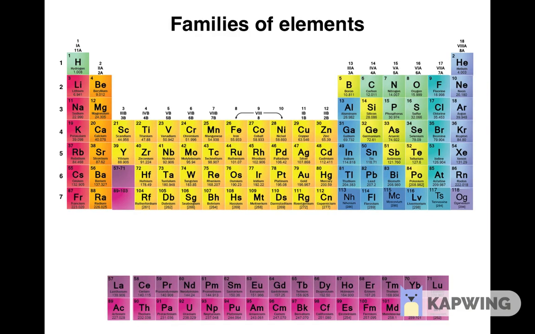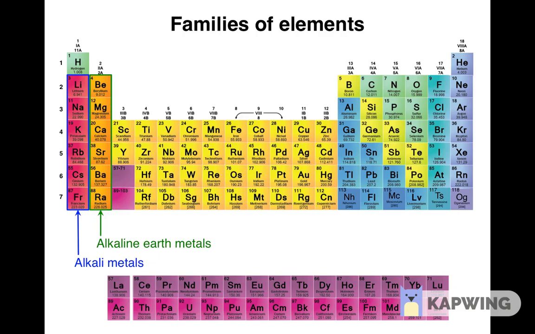All elements in the first group are alkali metals. These elements only have one valence electron and they readily give it up when bonding with other atoms. All elements in the second group are alkaline earth metals. These elements have two valence electrons. They give them both up rather easily when bonding with other atoms, but not quite as easily as the alkali metals.